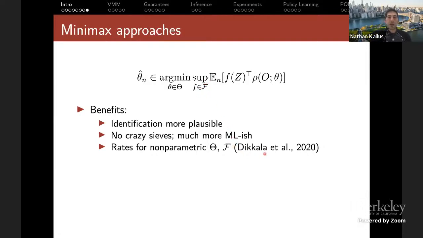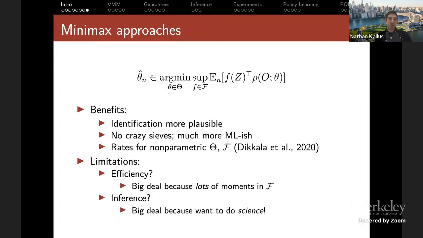And in particular, this paper that I want to point out gives us rates for how fast we learn theta naught when we think about non-parametric classes for theta and for F. And I believe Vasilis will tell us about this later this week. But there's also some limitations here. First of all, efficiency, right? So you can get consistency, you can get rates, but even if you get square root n rates, what's the constant in front, right? Are we doing this efficiently?